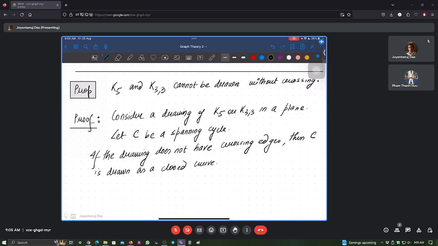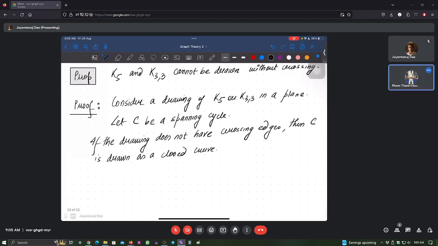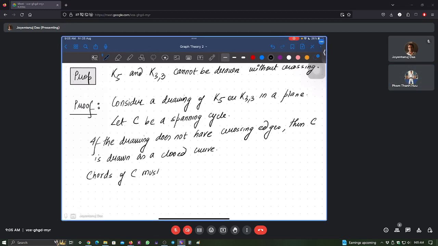So it is drawn as a closed curve. Now the chords of C must be drawn either inside or outside this curve because they are not crossing, right? The chords of C are inside or outside the curve.